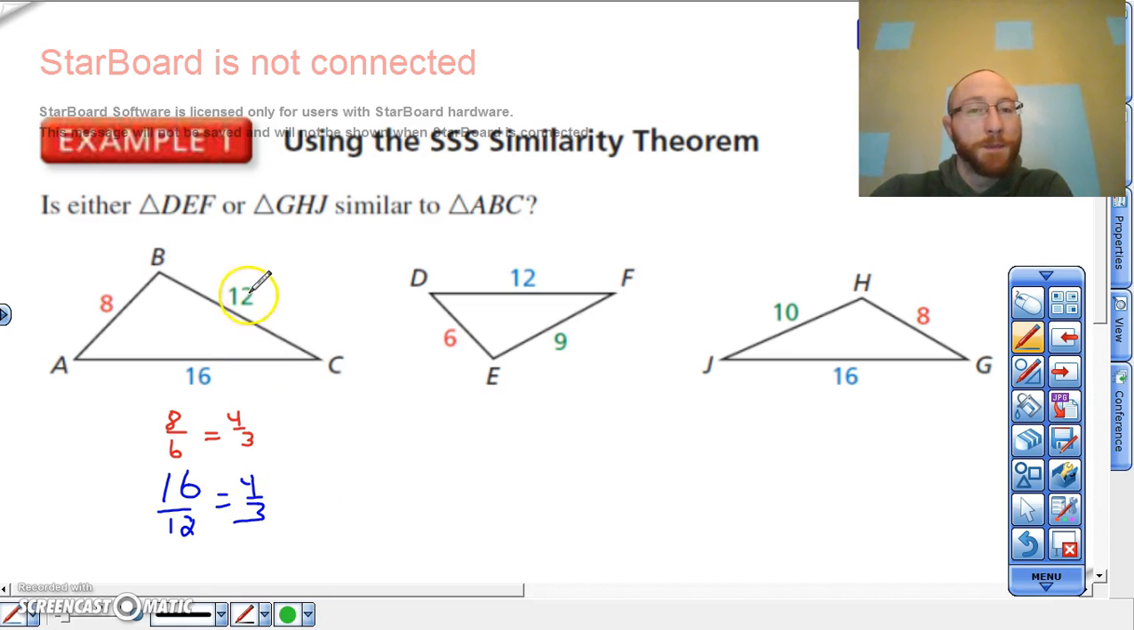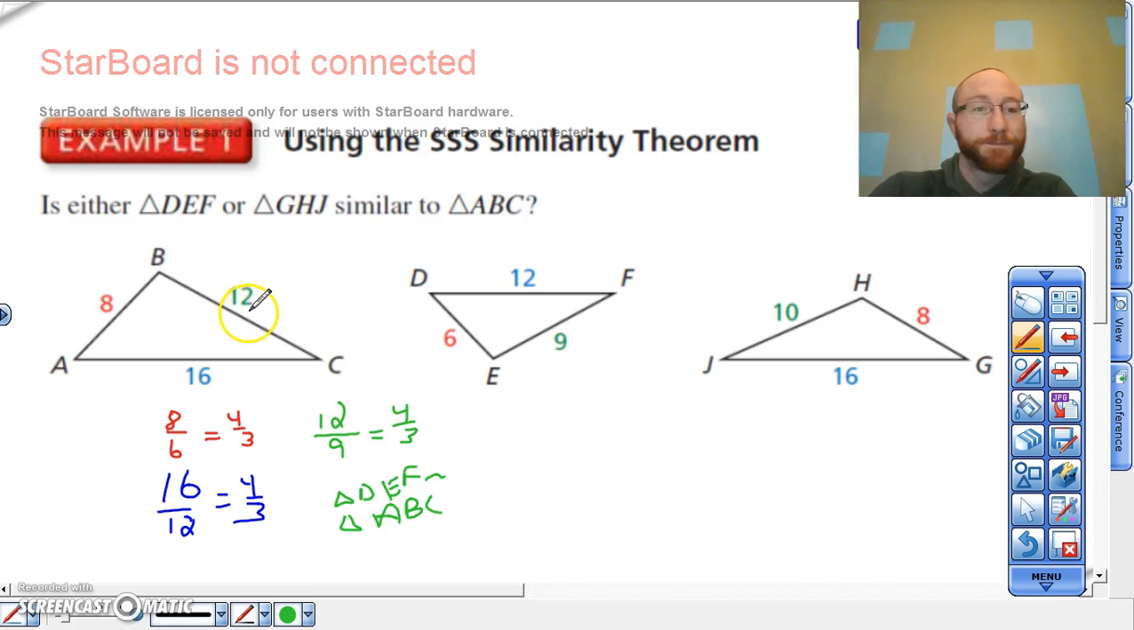Alright, let's try green. BC to FE. So that would be 12 over 9. And we divide both of them by 4. No, I'm sorry, by 3. And we also get 4/3. So we can definitely say triangle DEF is similar to triangle ABC. Let's see if this triangle is also similar.